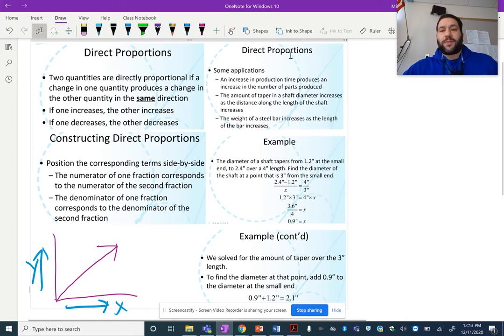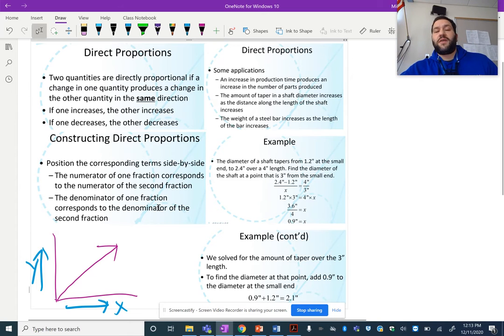So a direct proportion application could be an increase in production time produces an increase in number of parts produced. So they both say increase. The amount of taper in a shaft diameter increases as the distance along the length of the shaft increases, or the weight of a steel bar increases as the length of the bar increases. Now for the last two slides, let's take a look at an example and solve it.